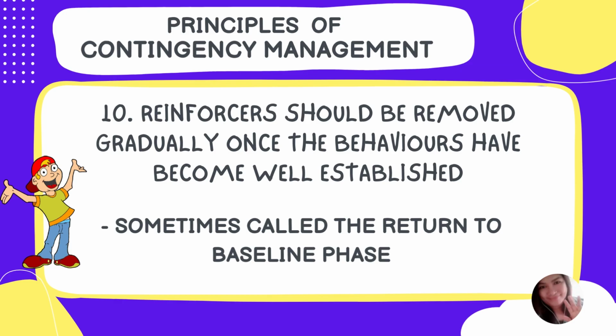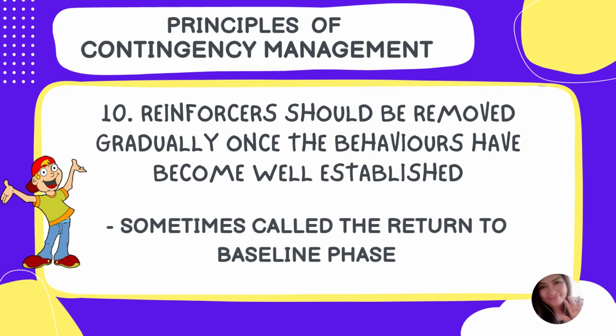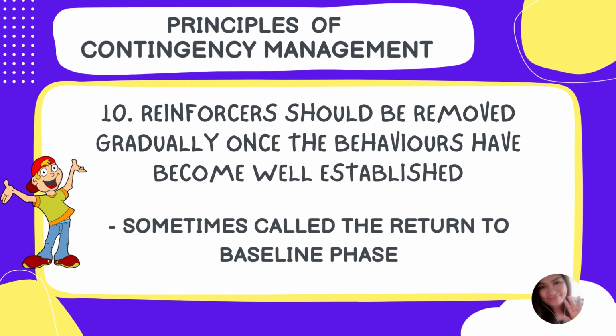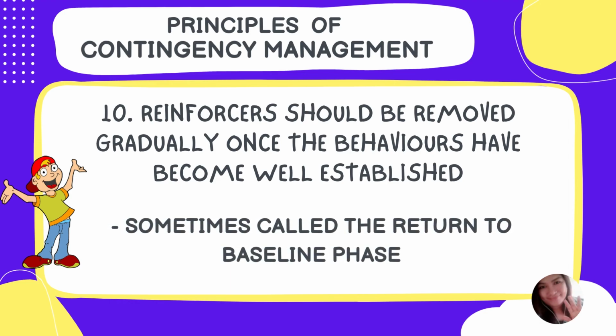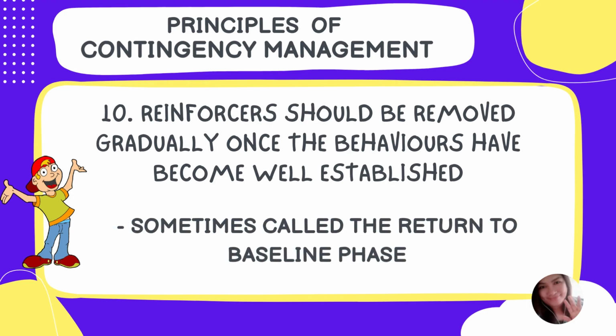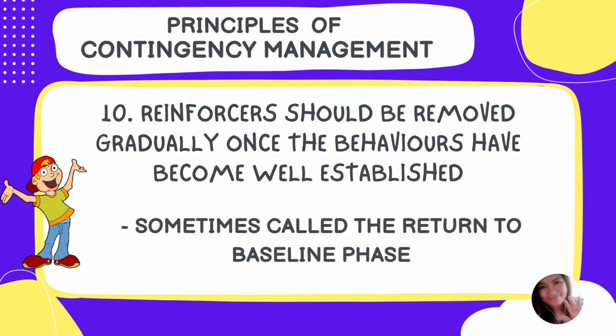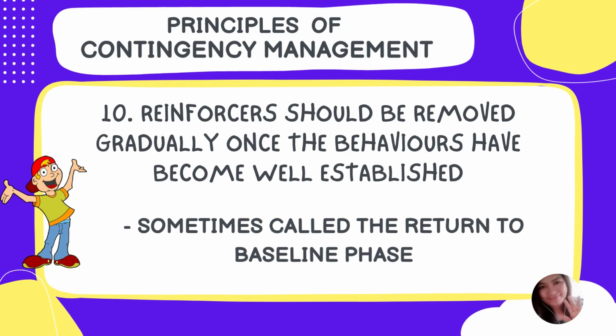Number 10. Reinforcers should be removed gradually once the behaviors have become well established. This is also called the return to baseline phase in experimental studies. For example, in one case, a teacher reinforced cooperative behaviors, perhaps by using tokens, the behaviors observed in a group of students. Every time the children exhibited these behaviors, the teacher praised them and awarded a token.